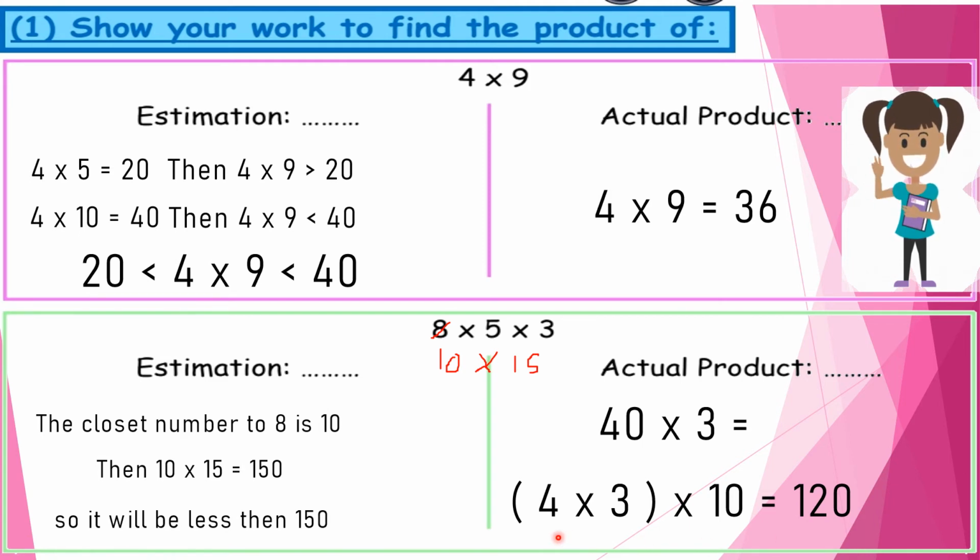So 4 by 3 is 12, and I put the 0 as a 10. So this is how I do it. Or I can say that 4 by 3 is 12 and I will drop down 0. So it's 120. You said it's less than 150, so that's correct. Very good, Sarah. This is how you use estimation, and you check that the actual product is accurate to the estimation you made. Clap your hands for Sarah.